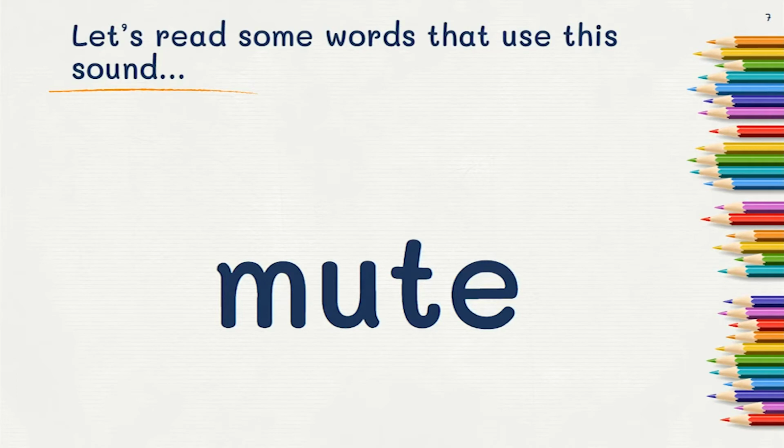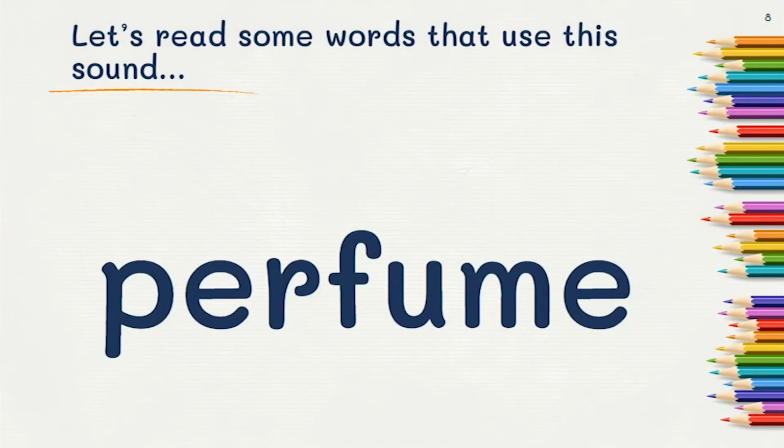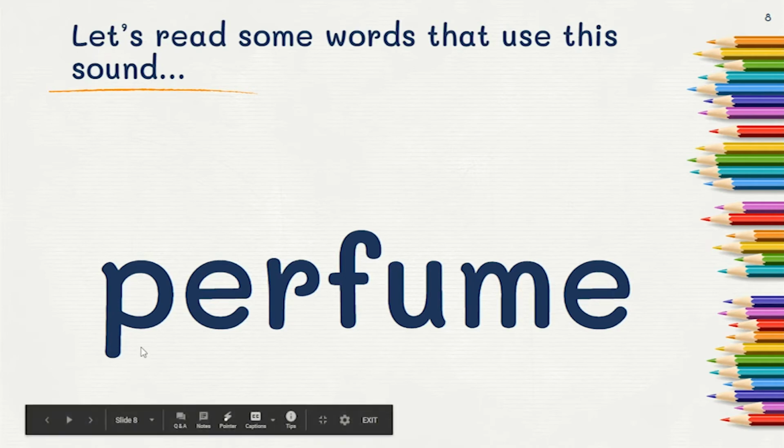Let's read some words that use this sound. Read the word on the screen. Did you say mute? The word is mute. M-U-T-E. Mute. Read the word on the screen. Did you say perfume? This word is perfume. P-E-R-F-U-M-E. Perfume.